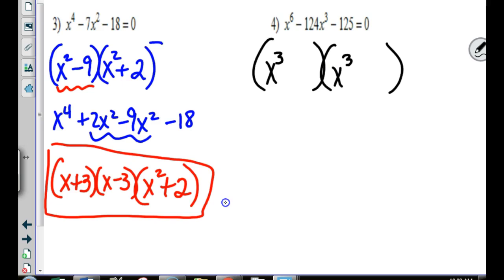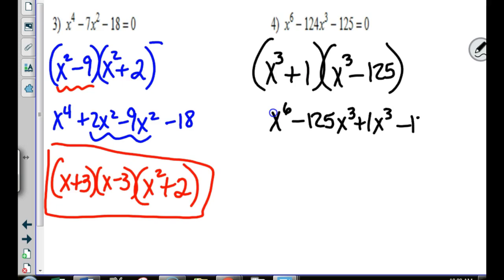Because that's going to give us a middle term with an x cubed, and the x cubed times x cubed will give us the x to the 6th. Okay. This is not as hard. 125 has a lot of factors, but what's going to give us 124? Okay, 125 and 1. So we have a 125 in one parenthesis and a 1 in the other, doesn't matter which. To have a negative 125 and a negative 124, the 1 is positive. Okay, so if I FOILed that right now, I'd get x to the 6th minus 125x cubed plus 1x cubed minus 125. This would combine. We'd be okay? Everybody good that it's checking?